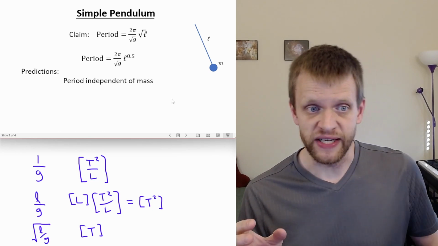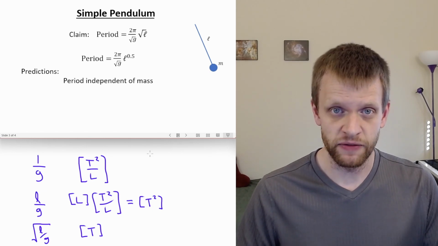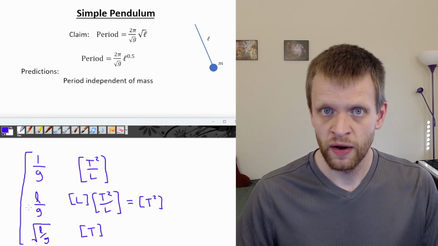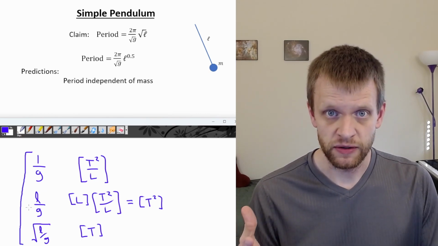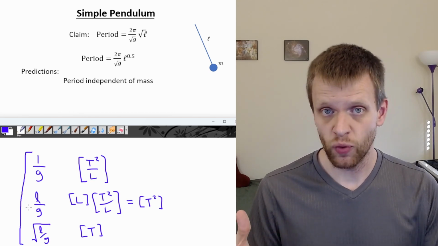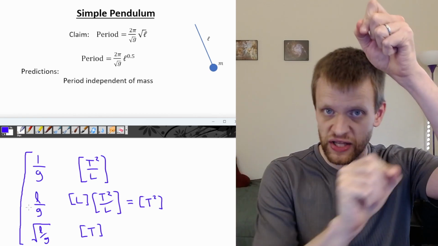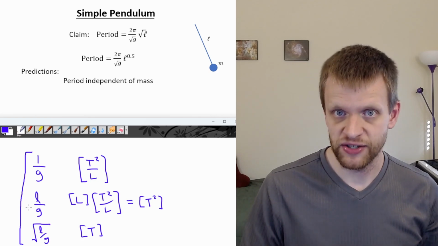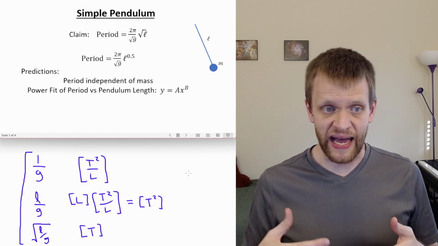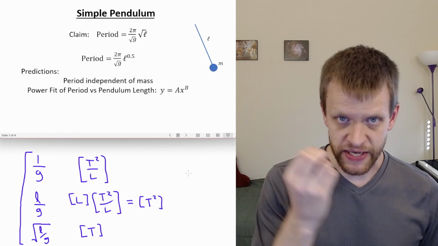Our first prediction is that the period of motion for this simple pendulum should be independent of the mass. Notice that when we did this dimensional analysis work, the mass of the pendulum didn't ever enter into the equations. So if that mass doesn't show up in the equations, then that implies that this period of motion, how long it takes to oscillate back and forth, should not depend on the mass, and that's something that we can test out.